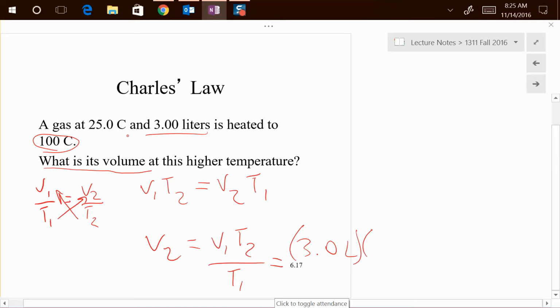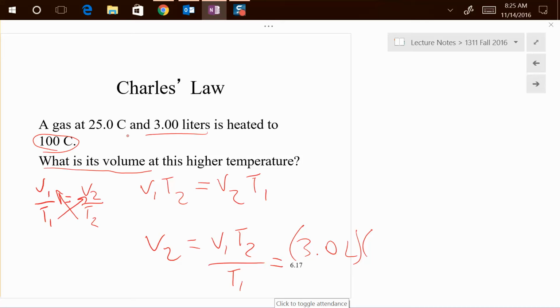Now, this is the other thing. Whenever we're doing gas laws, the temperature always has to be in Kelvin. It can never be in degrees Celsius. You have to change it to Kelvin. The gas laws do not work in degrees Celsius. They work in Kelvin temperatures. So, what is the Kelvin temperature? Do you guys remember how to convert between Celsius and Kelvin? You add 273.